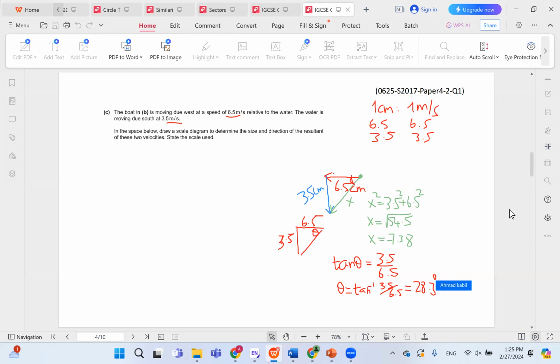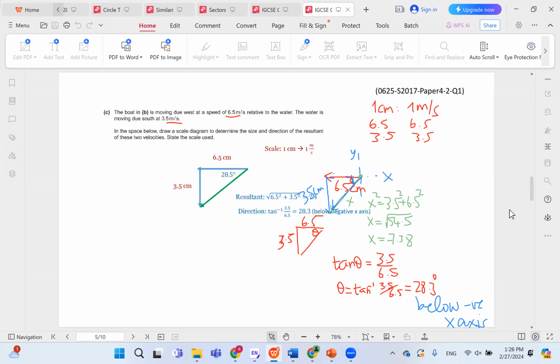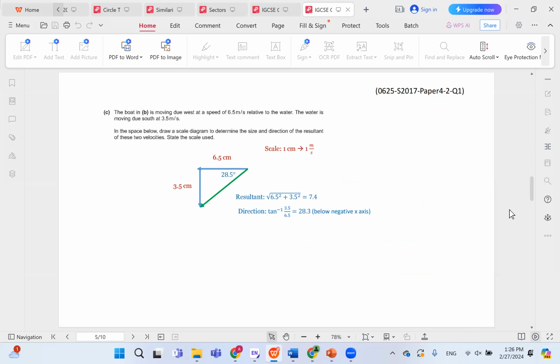Of course, we know that this is below the negative x-axis because the green line is moving southwest. So if we have an x-axis and y-axis here, the direction is below the negative x-axis. So we can write here below the negative x-axis. And we can check the results. We would find that we have the same answers as the written solutions.